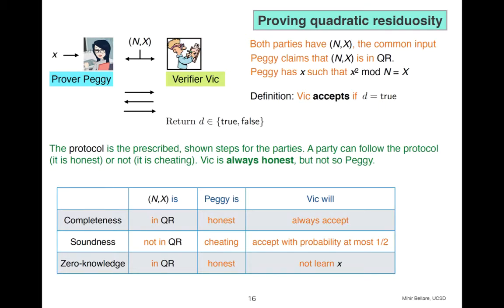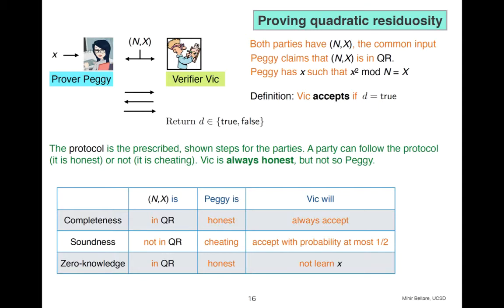So here are the properties we want from our protocol for quadratic residuosity. It's the same three we saw before, but now it's a little more precise. Completeness says that if the claim is true, that means the pair n, x really is in the language of quadratic residues, and if Peggy is honest, meaning she follows whatever steps we prescribed, we haven't yet set what those steps are, but we will in a bit, then the verifier must always accept.